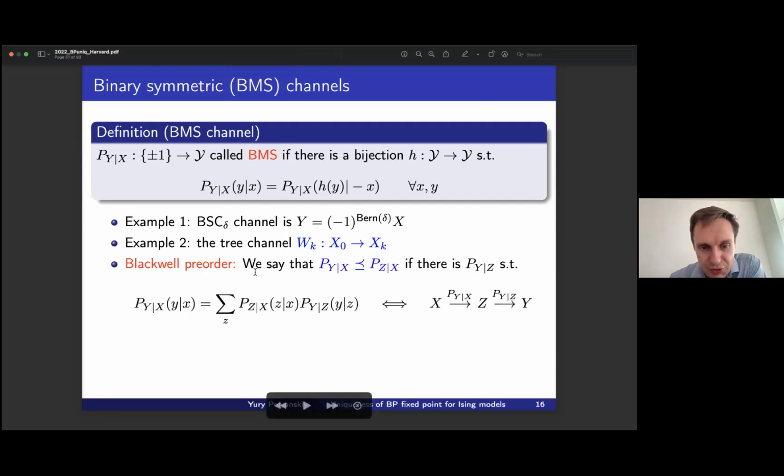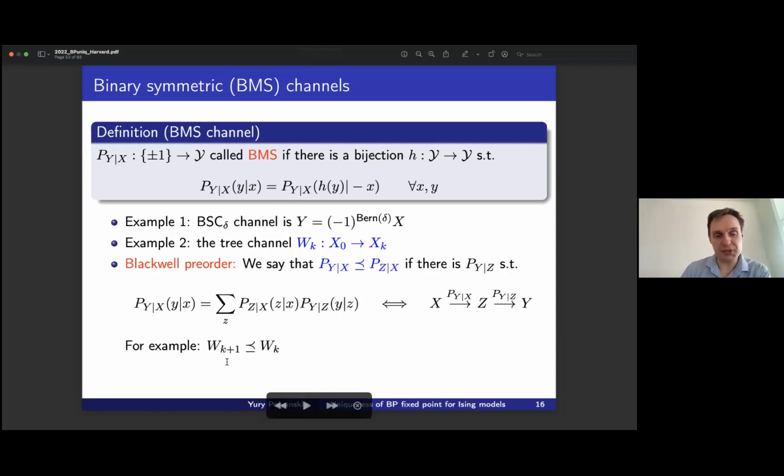Now there is an interesting concept for tree channels, which is known as the Blackwell preorder. Back in the 60s, people already asked the question, how do we say that one channel is better than the other? There is one clean definition, which says that X to Y is certainly a worse channel than X to Z if, by getting information from X to Z, you can further deteriorate it, for example by adding more noise to the observation Z, to get something that exactly simulates the original X to Y channel. If you can degrade your data like this by adding noise, then we say that P_{Y|X} is worse than P_{Z|X}.